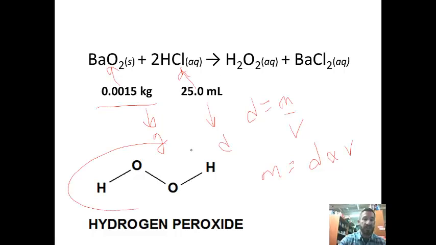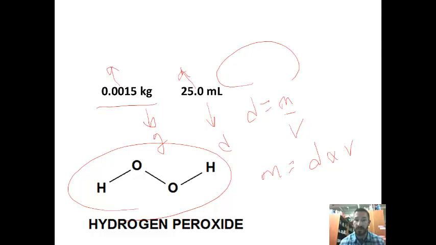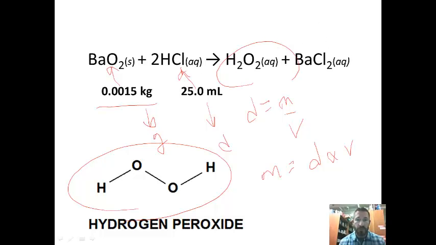So this will help us figure out the mass of hydrogen peroxide that's produced, which is a product right here. We'll also learn later how to draw molecules such as hydrogen peroxide like that. That's second semester. So if you wrote the balanced reaction, this is what it looks like. And this is hydrogen peroxide. And then this is the kilograms of barium peroxide, and milliliters of hydrochloric acid.